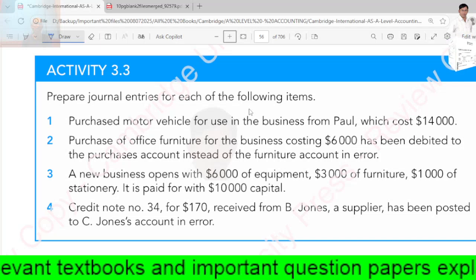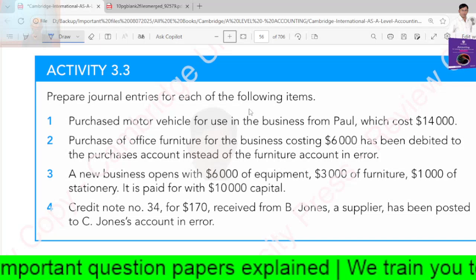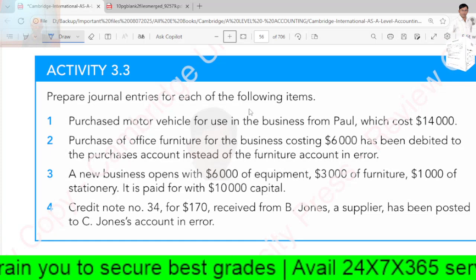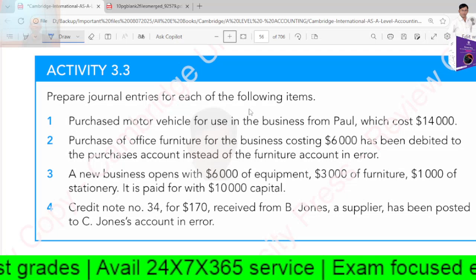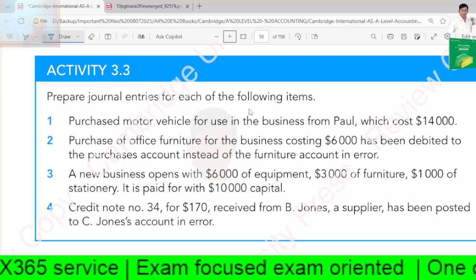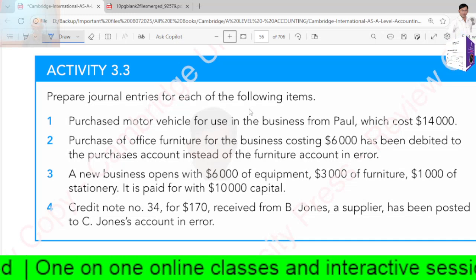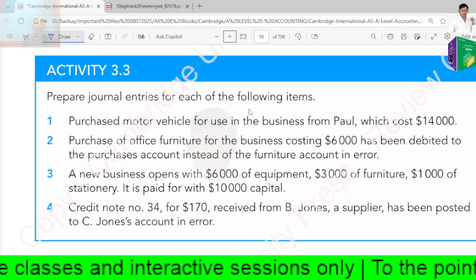So, let's discuss activity 3.3. Prepare journal entries for each of the following items. Before having a look at this solution, you can try working out the question on your own, and then you can compare with the solution.